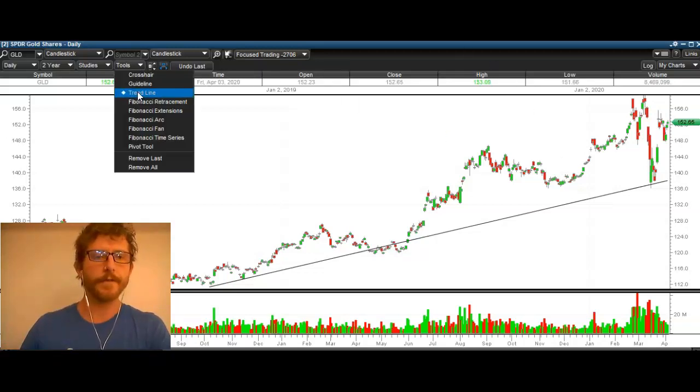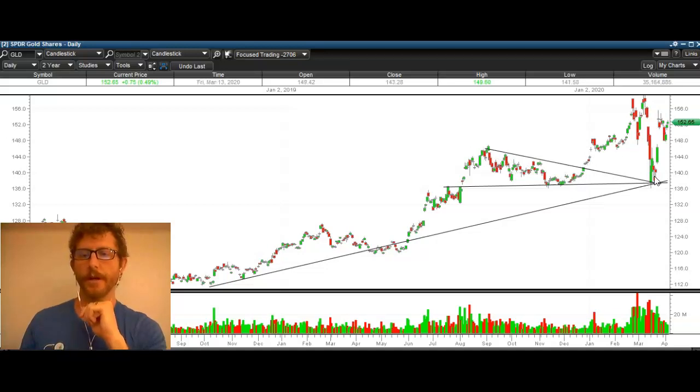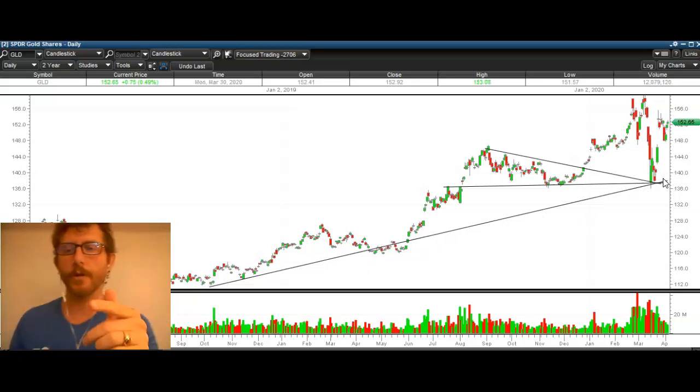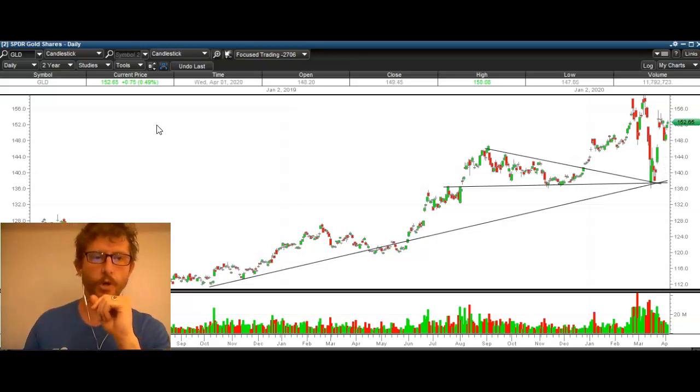We also have this support that we bounced off of right here. We also have this trend line that we previously broke over. Boom, boom, boom, boom, broke over here. Now we just retested it. So we retested a bunch of different areas all lining up at that same point. So right now the trend is still very much in the upward direction for gold.